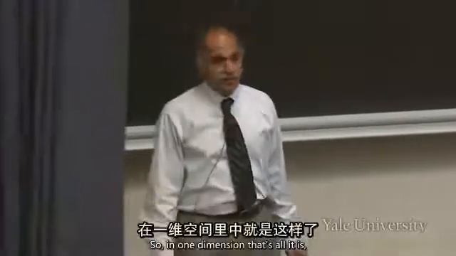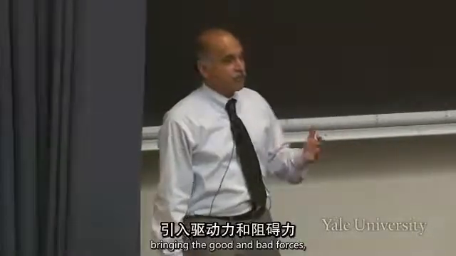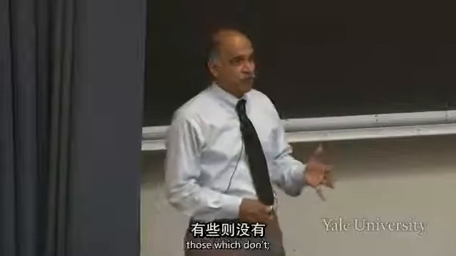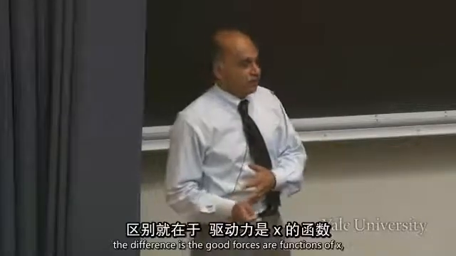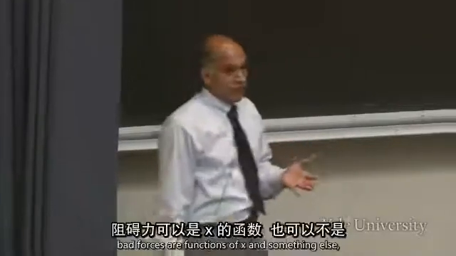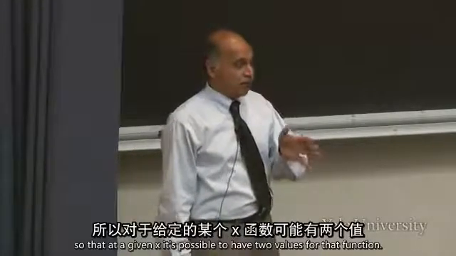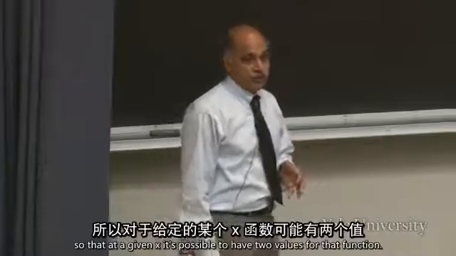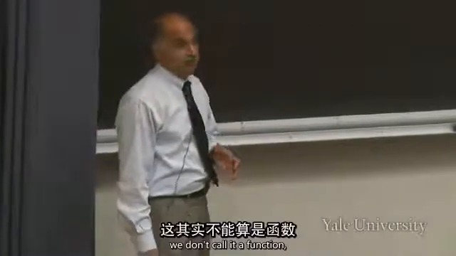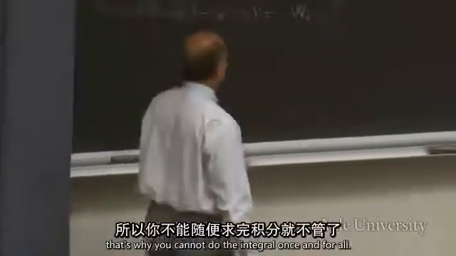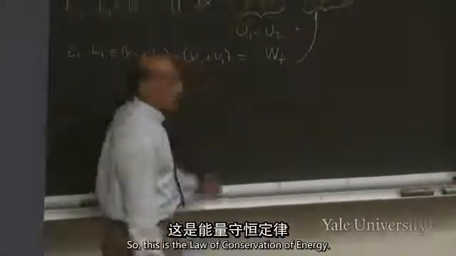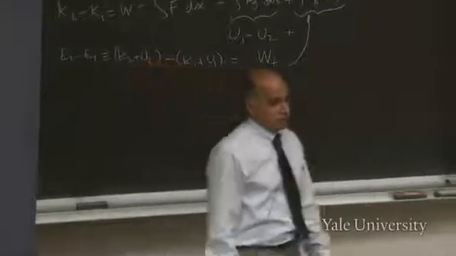So in one dimension, that's all it is. Between the good and bad forces, those which lead to potential, those which don't, the difference is the good forces are functions of x, bad forces are functions of x and something else, so that at a given x, it's possible to have two values for that function. Mathematically, we don't call it a function. That's why you cannot do the integral once and for all. So this is the law of conservation of energy.